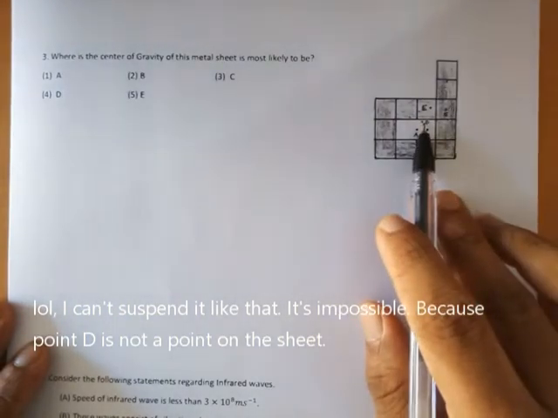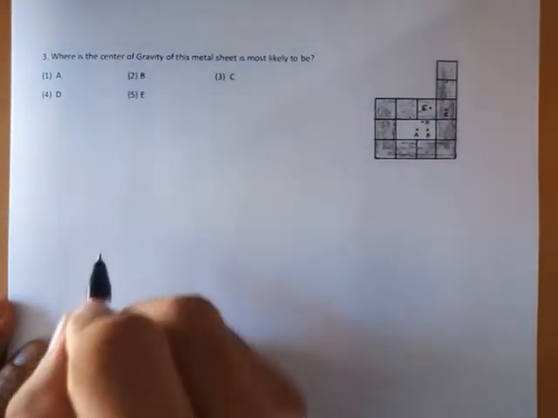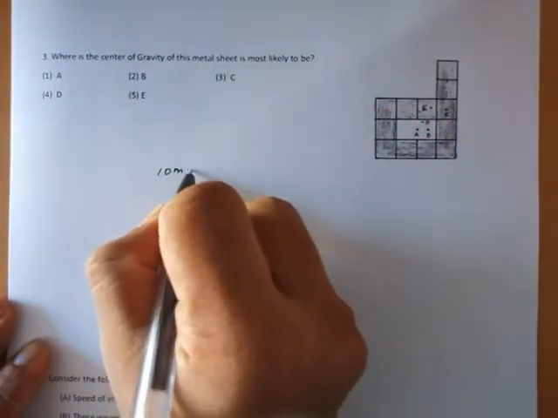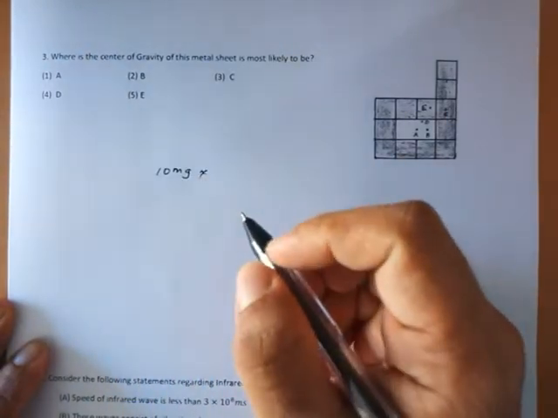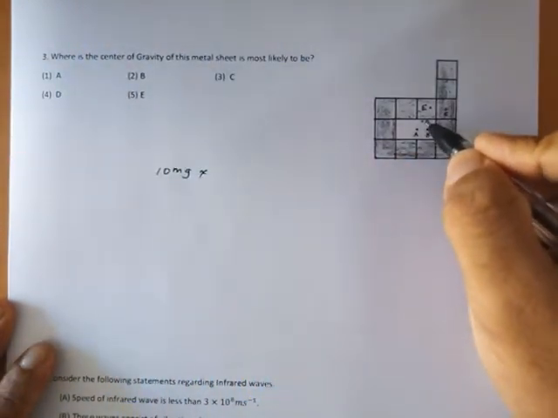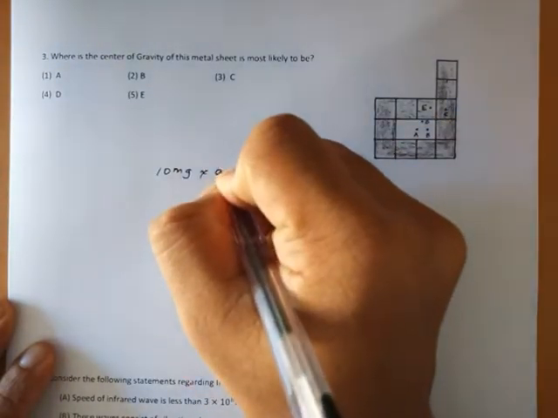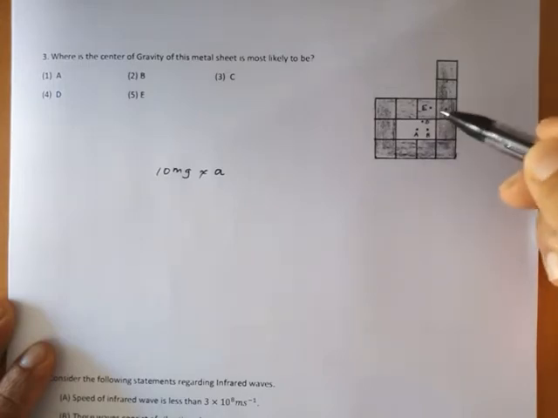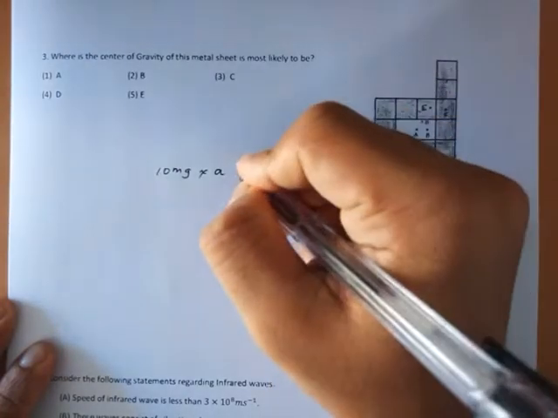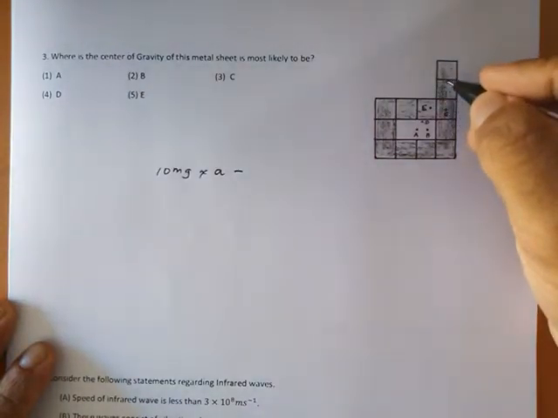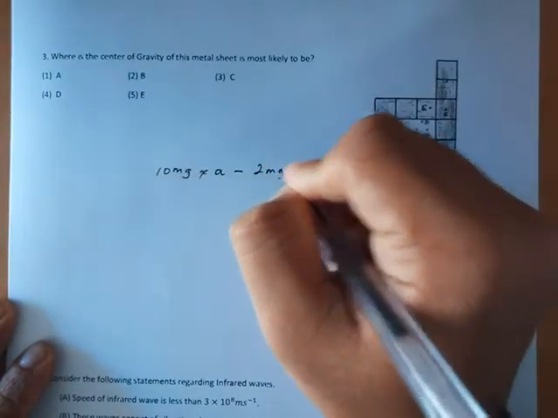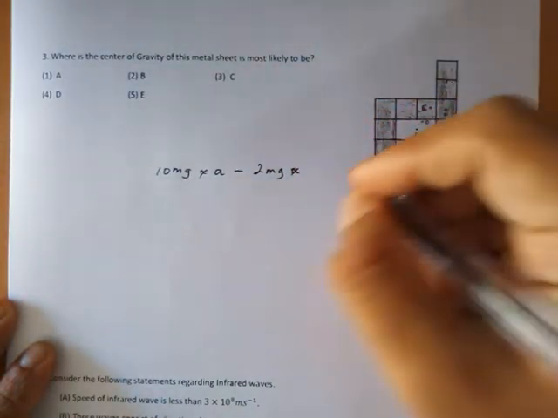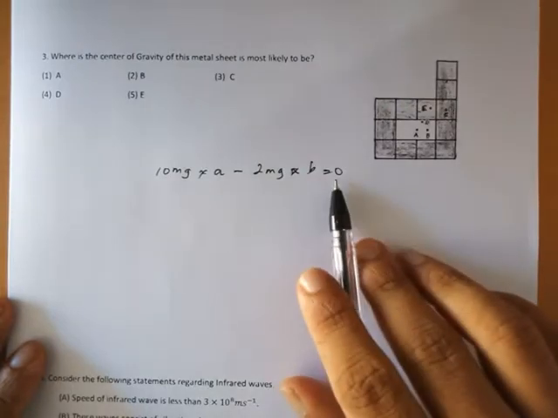So from here, if I consider that, then I can write the mass of this part is 10 mg times the distance to that point from the center of gravity. Let's consider it as A. So this is torque in this direction, and this is in the other direction. And then we have here 2 mg times the distance to that point, which I consider as B. The net torque must be 0.